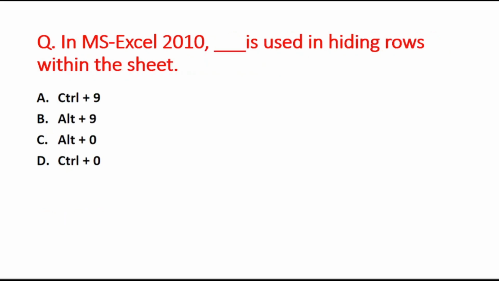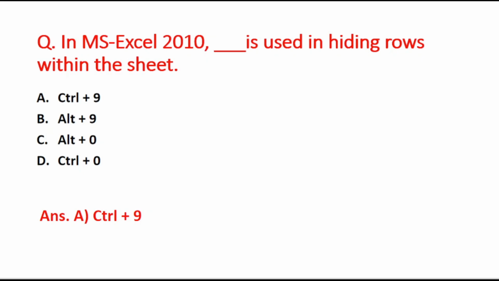Next question is, in MS Excel 2010, blank is used in hiding rows within the sheet. A option is Control plus 9, B option is Alt plus 9, C option is Alt plus 0 and D option is Control plus 0. OK, so for hiding the rows within the sheet, the shortcut key is Control plus 9. And in the previous session we already discussed that to hide a column within the sheet, the shortcut key is Control plus 0. So remember both and do not get confused. Hide a row means Control plus 9 and hide a column Control plus 0.